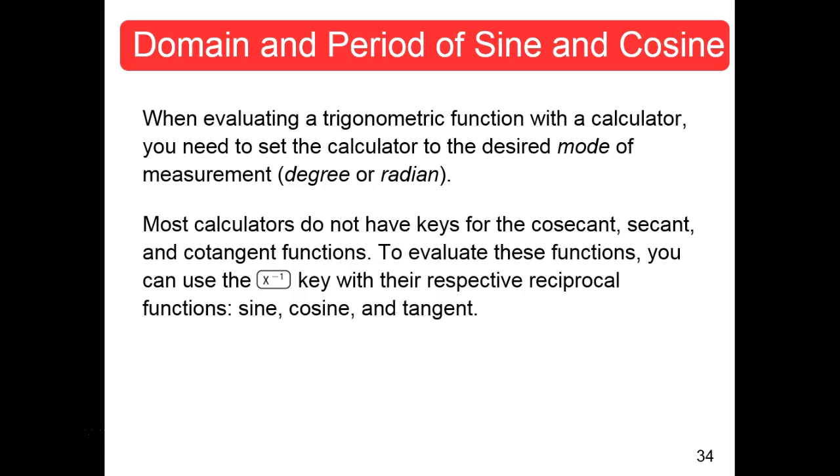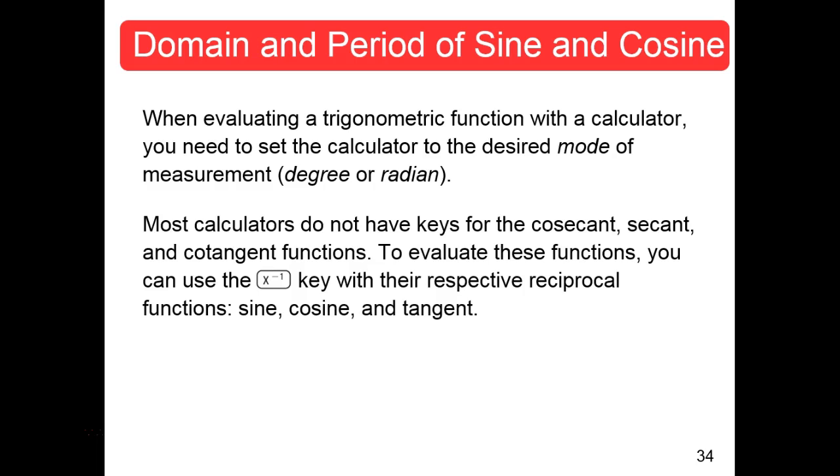You have to go to the mode key and then find degree or radian and figure out which one you're in, or put it in the one you need. Telephones, on the other hand, have their own syntax. You have to know how to operate your own phone. So if you're using your phone, make sure you're in the right mode. That's the first thing you do when you're evaluating a trig function with a calculator or a phone. Better be in the right mode or you're going to get some very, very wrong answers.